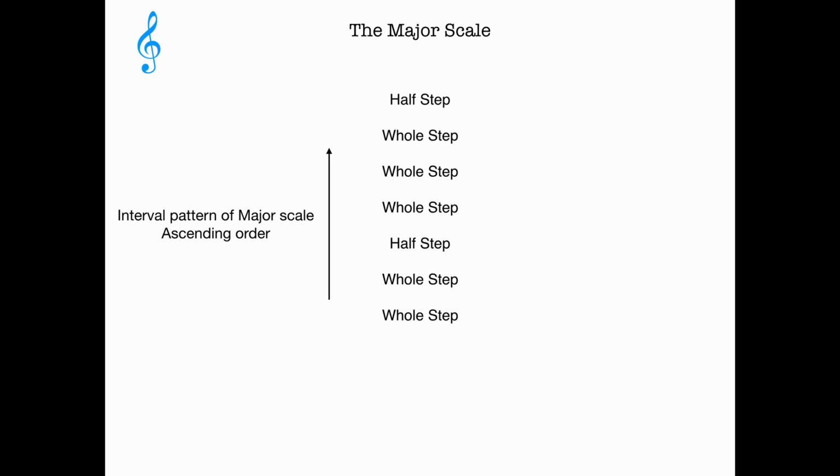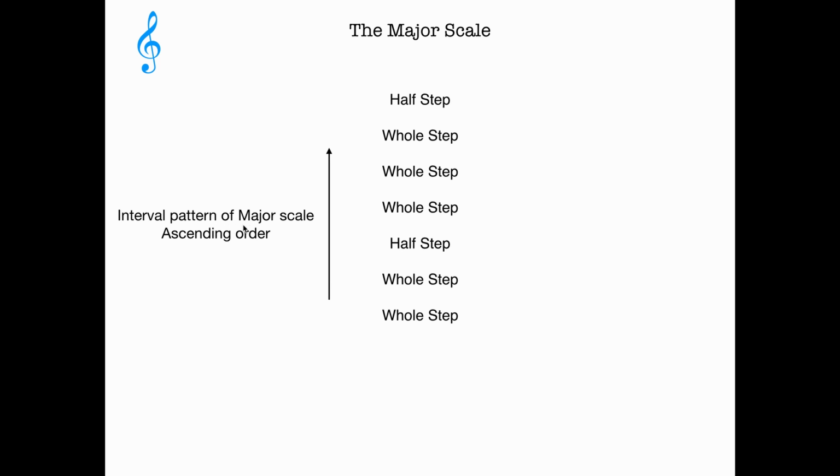In spite of every major scale having different and unique note names as they ascend, the pattern of the intervals between each note, from the starting note to the top note of the scale, is always the same. If they're a major scale, they will follow this pattern of intervals. By intervals, I mean the space and pitch between each consecutive note, whether it be a whole step or a half step.